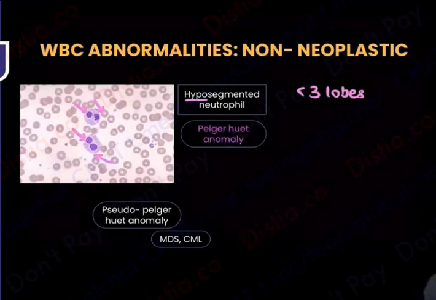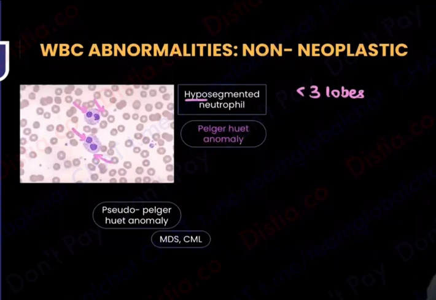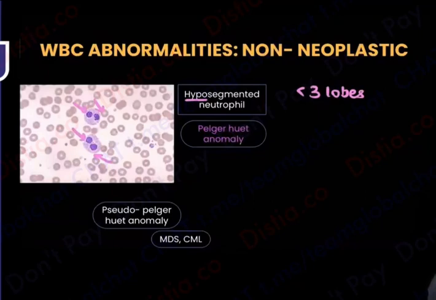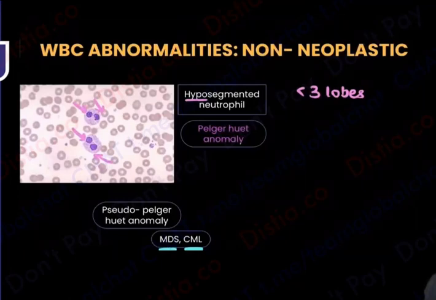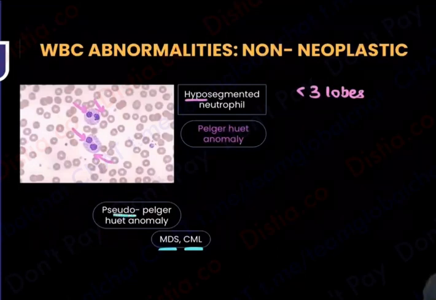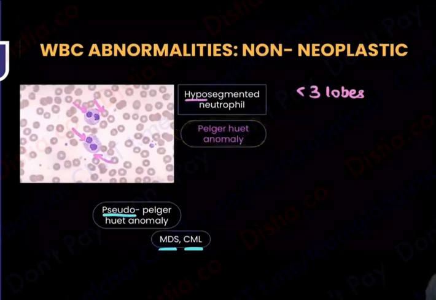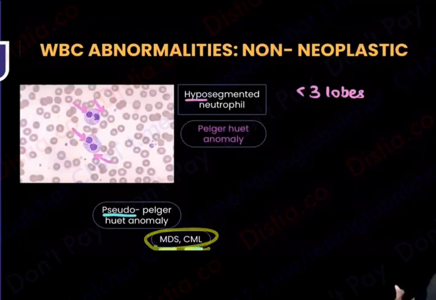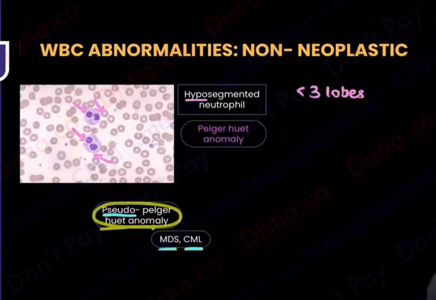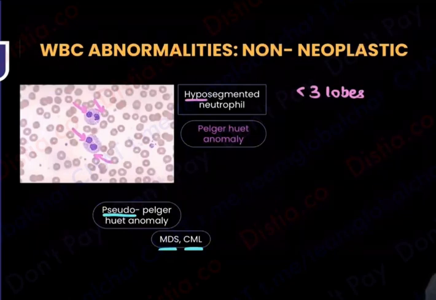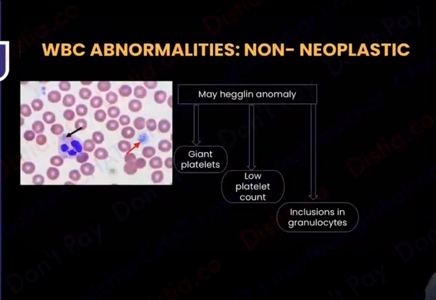However, please remember that Pelger-Hewitt anomaly is usually seen because of some underlying genetic problem. If it is seen as a supplementary problem in some other disease, like the primary disease of the patient is CML, chronic myeloid leukemia, but he is also showing you Pelger-Hewitt cells, or the primary disease is MDS, myelodysplastic syndrome, but he is also showing you Pelger-Hewitt cells, then in that situation, you call it a pseudo-Pelger-Hewitt anomaly. Repeating once again, Pelger-Hewitt anomaly is a genetic condition. And when you see it as a secondary finding because of some other conditions, you will call that pseudo-Pelger-Hewitt.